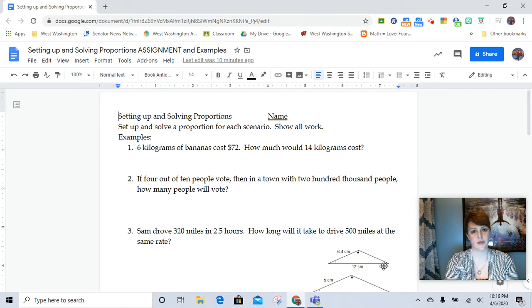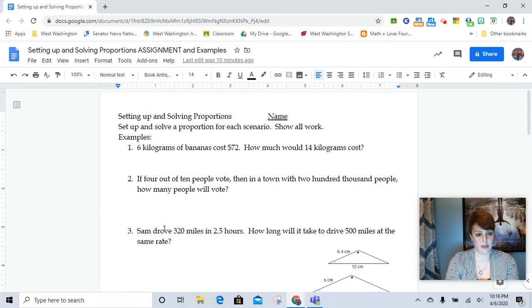Hey, seventh grade. So today we are going to be looking at how to set up and solve proportions. We did this a little bit earlier this year, but we're going to do it again because this is really what similar figures is all about, proportions. This document is shared with you, and whenever you open it, you will see all of the examples worked out, because that's what we're doing right now.